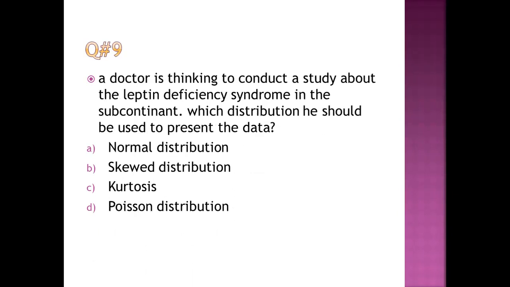Question number 9. A doctor is thinking to conduct a study about leptin deficiency syndrome in the subcontinent. Which distribution should he use to present the data? Normal distribution, skewed distribution, kurtosis, or Poisson distribution? D. Yes, delta is the right answer, Poisson distribution.